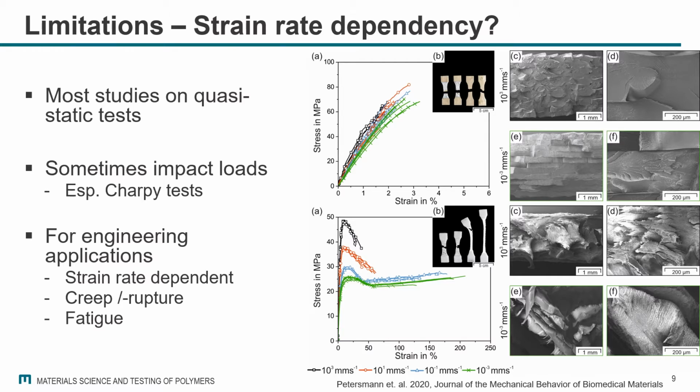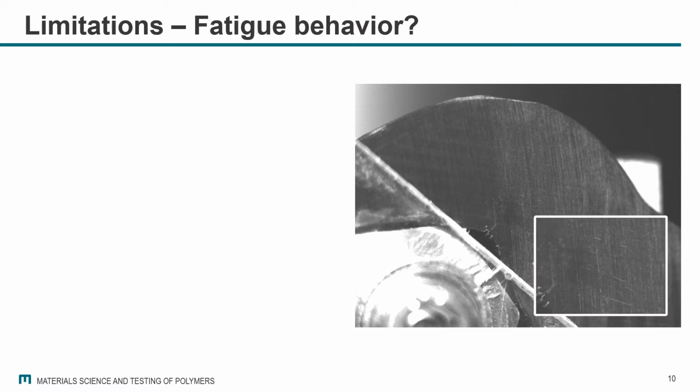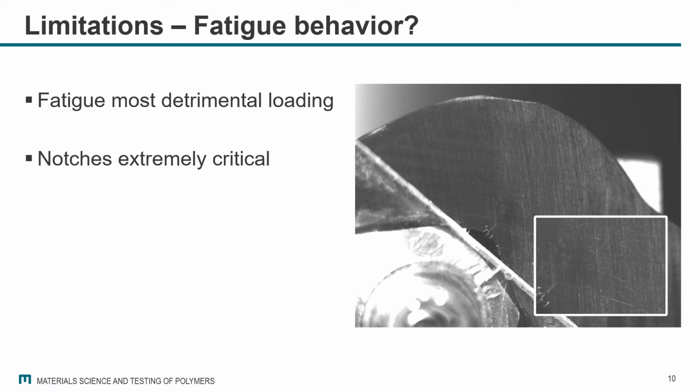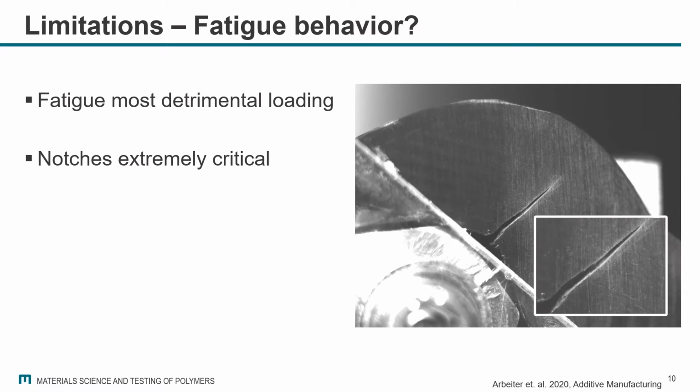And also quite important, of course, would be the fatigue behavior of our printed specimens. Fatigue is usually one of the most detrimental loadings that engineering applications undergo, and it is quite sensitive to pre-existing notches. For example, as shown here for a 3D printed wrench, which is then cyclically loaded, we can see a crack starting to grow at one small notch in the beginning, and the crack starts to accelerate through the whole wrench until a final failure occurs and the wrench is not operable anymore.